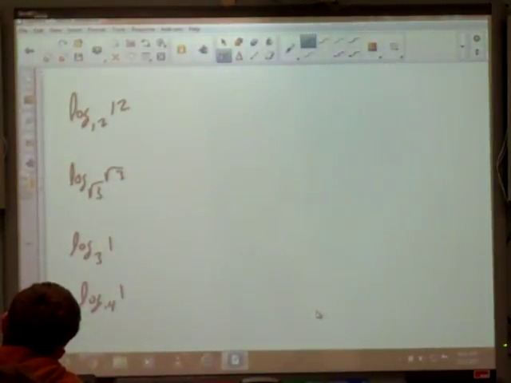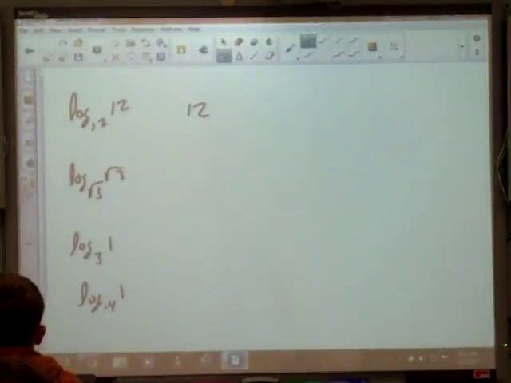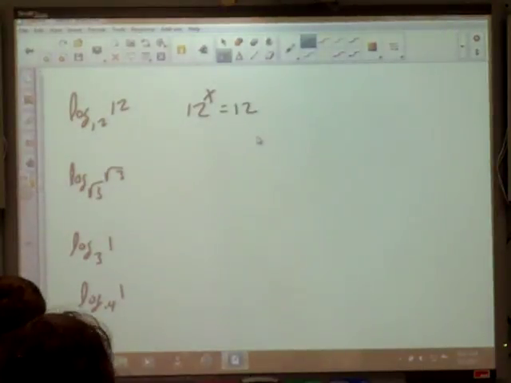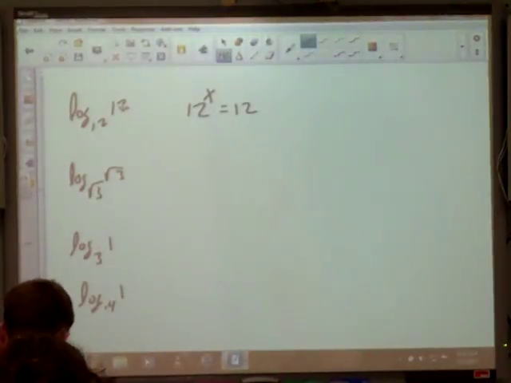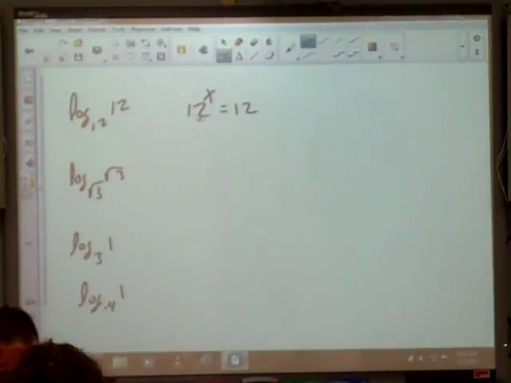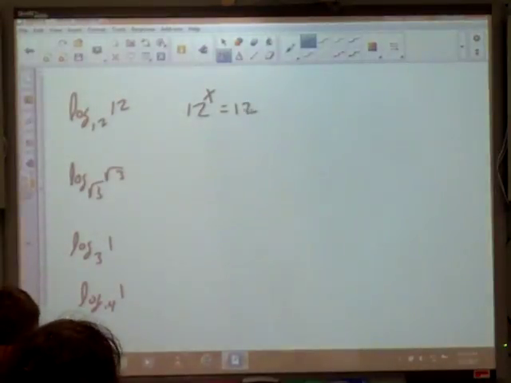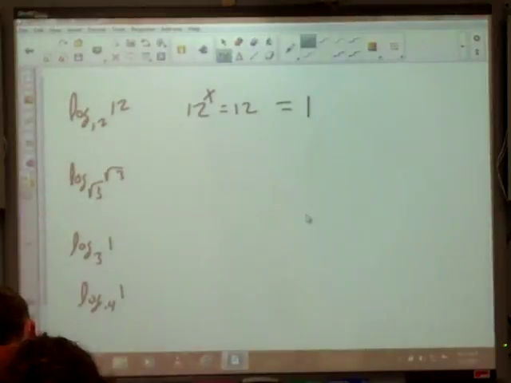If those are in logarithmic form, and they are because they all have logs in them, what piece is missing? The B, the E, or the N? The E. So those are all equal to the E, right? So if I wanted to rewrite these in exponential form, this would be 12 to the what is equal to 12, right? Because it's base and number. So I don't know the E. B to the E equals N. So what is that? 12 to the right. So in this case, it would equal 1.